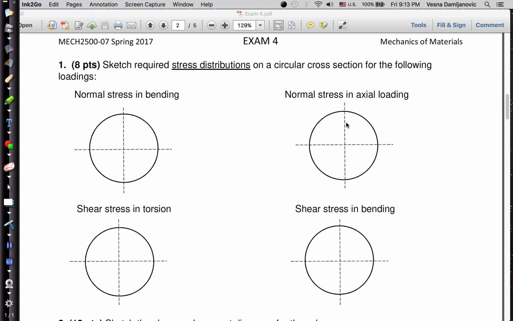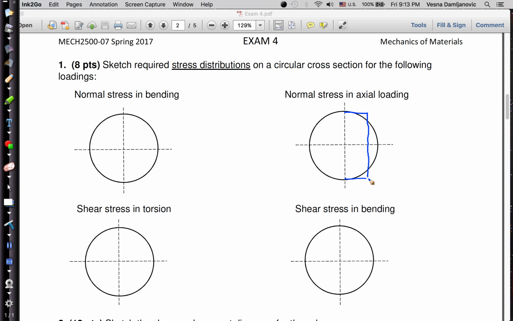And that's the whole purpose of these little plots, these little sketches, to actually remember how the stress is distributed across the cross-section by magnitude. But the arrows show in which direction. Okay, so let's do it. For axial loading, we said axial loading is always constant, right? So the normal stress in axial loading is always constant across the cross-section. So you draw that like this.